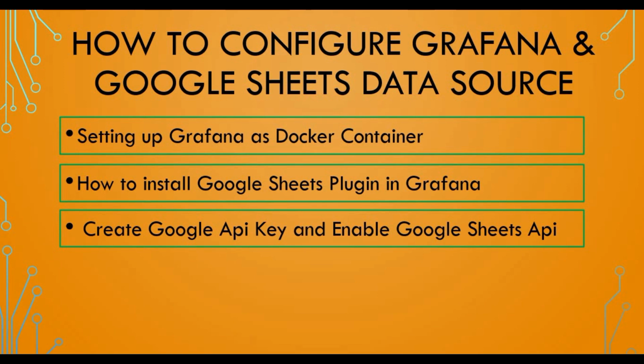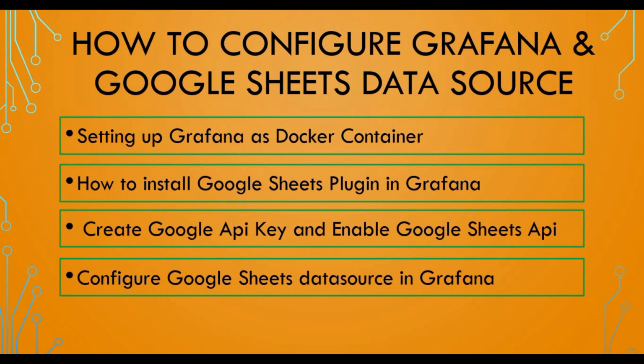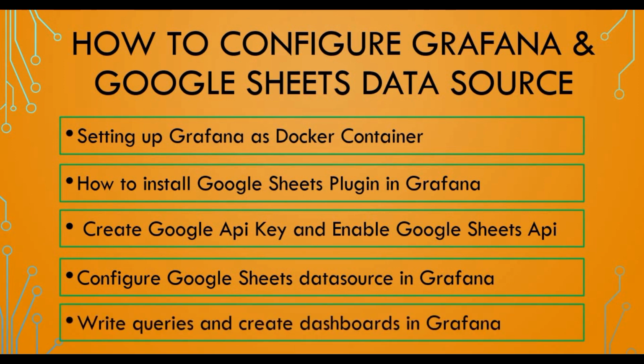You need to have an authentication mechanism. So we will see how we can create Google API keys and how to enable the Google Sheets API so that Grafana can interact with Google Sheets. And we will configure Google Sheets as a data source in Grafana, and we will see how we can see the data coming into Grafana, and you can make use of that to write some queries and create some dashboards. So that will be our overall process in this tutorial.